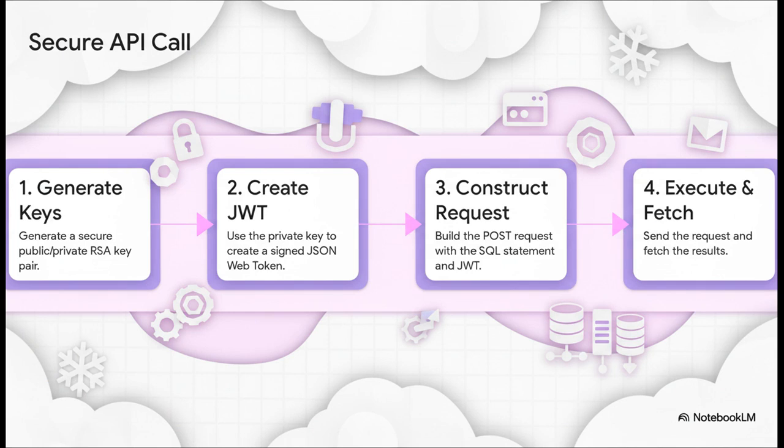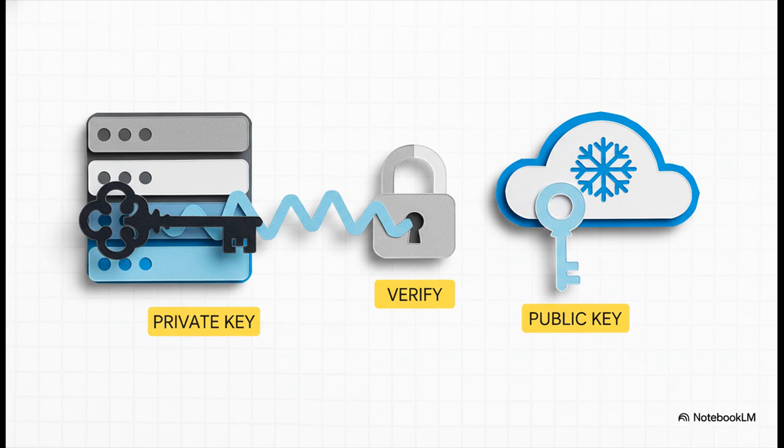Now, I know that might sound a little complicated at first, but it's actually a super standard and highly secure way of doing things online. So the whole security model is built on this idea of key pair authentication. You generate 2 keys that are mathematically linked. You have a private key, which you keep secret, locked away safely on your server, and then you have a public key, which you give to Snowflake. Every time your app makes a request, it signs it with the private key. It's like a unique, unforgeable signature.